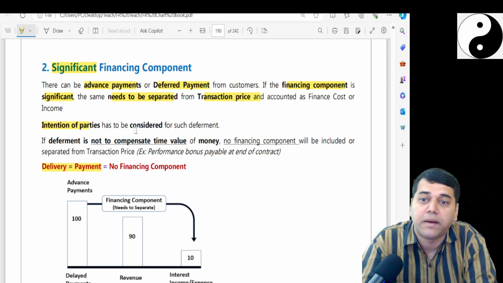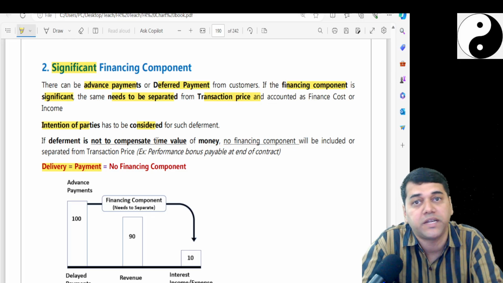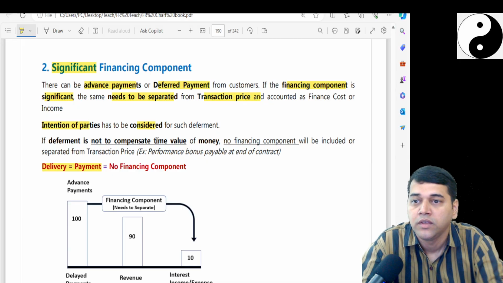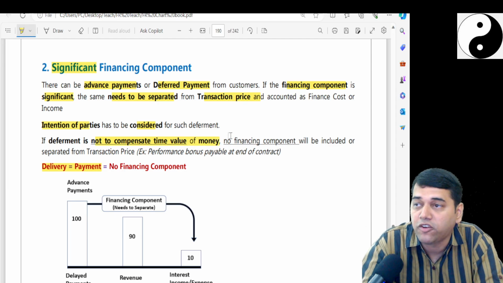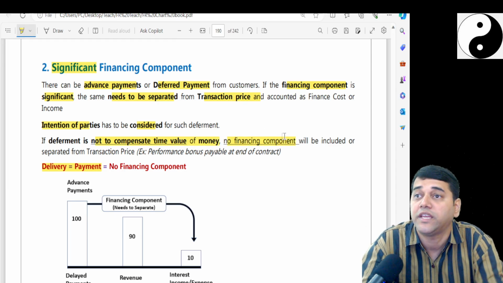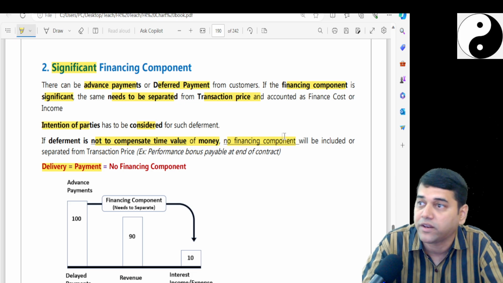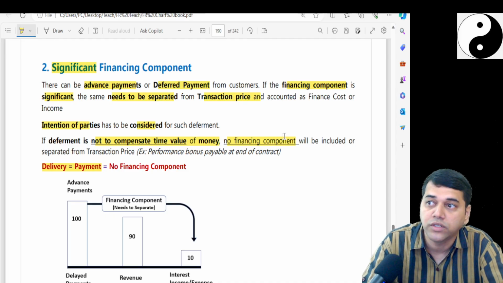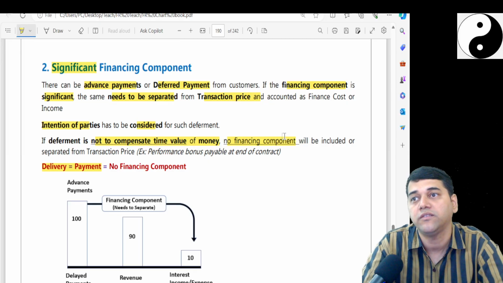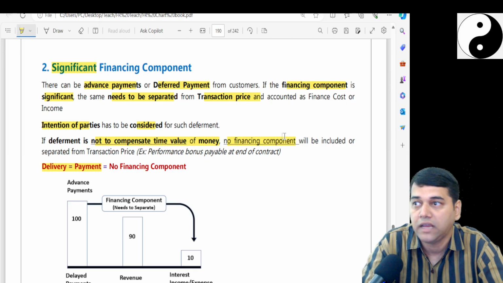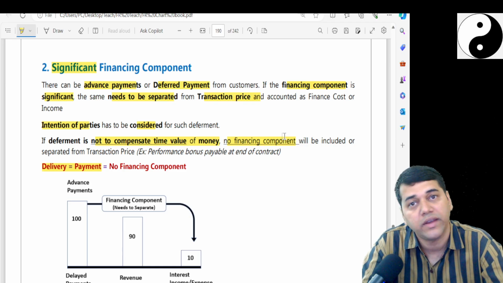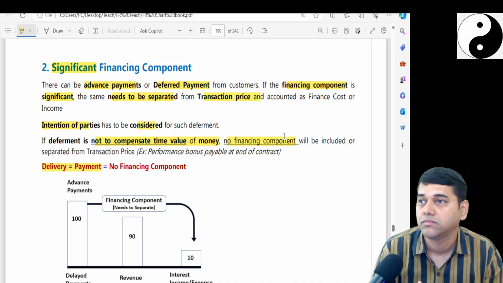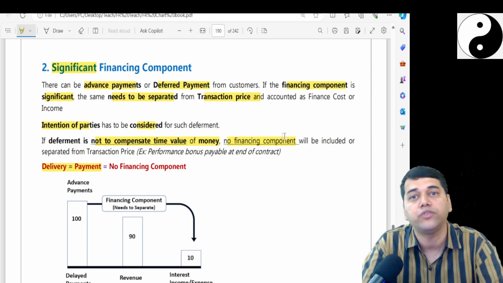So the intention of the parties also has to be considered. Why does such deferment happen? Don't simply say that everything deferred means there is a financing component. If the deferment is not to compensate for the time value of money, there is no financing component involved, even though it is very significant. For example, I say you have to construct this house, and for the next 2 years I will not pay you 20% of the total price. I will pay you only after 2 years. Why am I withholding that? I am withholding to see that the quality of the work is good, because if the quality of the work is not good, I am not going to pay you this.